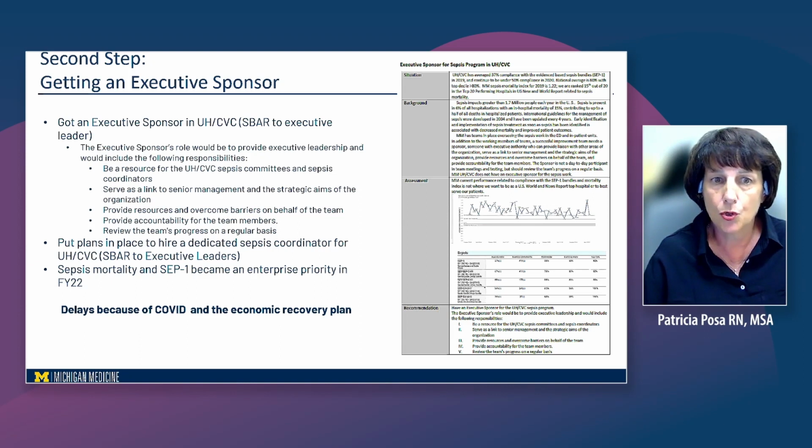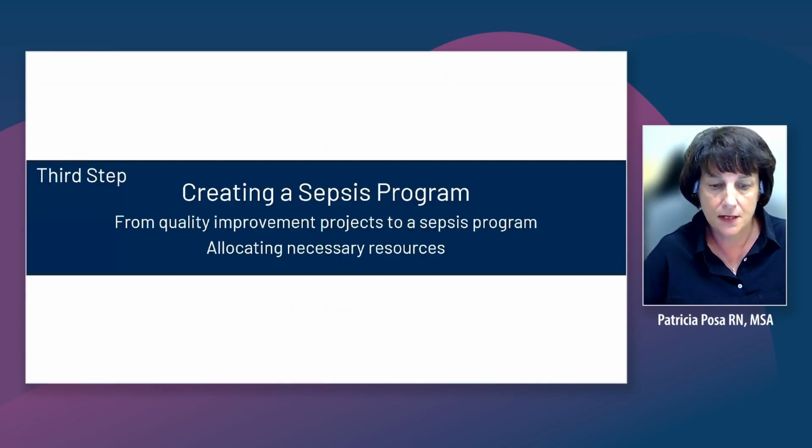At the time, we also were requesting a sepsis coordinator, but if you look at the timing, we had entered COVID. And so we had some delays, and we had to economically recover from the loss of revenue during COVID. So we were not able to, at that point in time, get a sepsis coordinator. But in the organization, in the adult hospitals, it continued. Sepsis mortality was added as a priority, along with the SEP1 performance, and it became an enterprise priority as well. So beyond just the adult hospitals. So go ahead to the next slide.